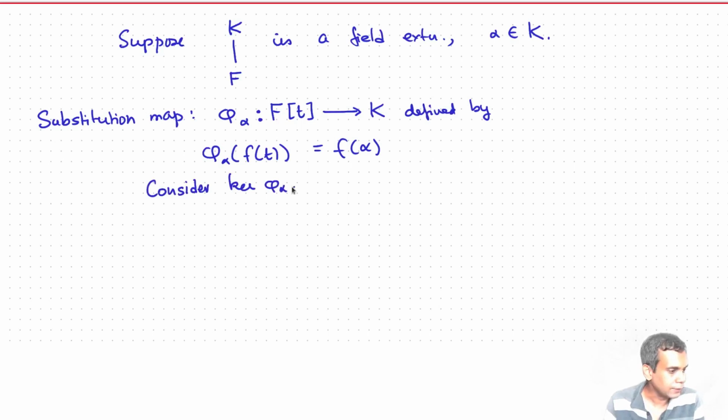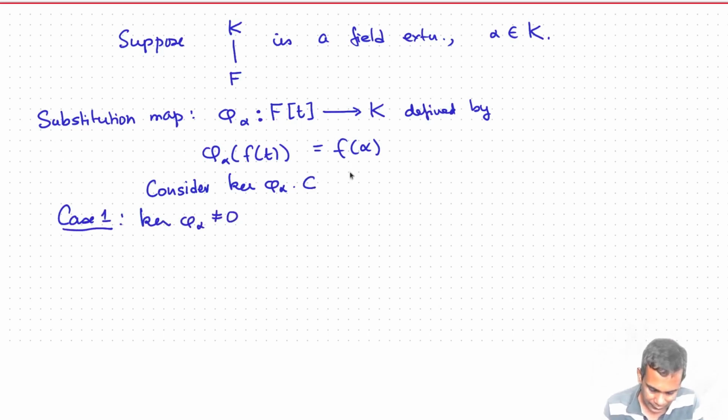Now there are two cases. Case 1, the kernel of phi alpha is non-zero. Now remember, the kernel of a ring homomorphism is an ideal in F[t]. And if F[t] is a principal ideal domain, so the kernel of phi alpha is a principal ideal. So the kernel of phi alpha is the ideal generated by a single polynomial P(t).